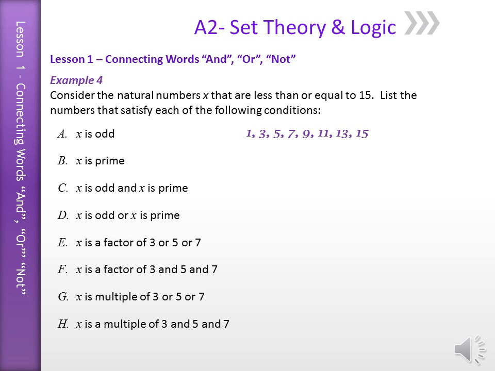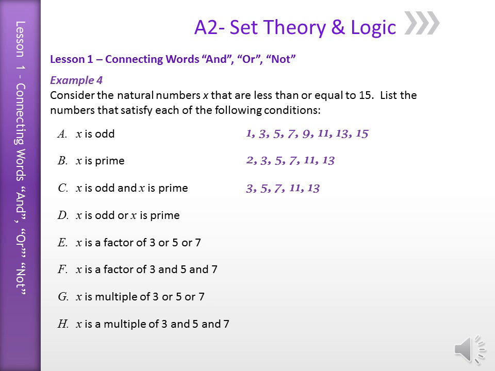B. X is prime. Recall that prime numbers are the numbers that are only divisible by 1 and itself. 1 is not considered a prime number, so we would start with 2. 2, in fact, is the only even number that is prime. Then we would have 2, 3, 5, 7, 11, and 13. C. X is odd and X is prime. So recalling that 2 is the only even prime number, it would be the remaining numbers just minus the 2. So we would have 3, 5, 7, 11, and 13.